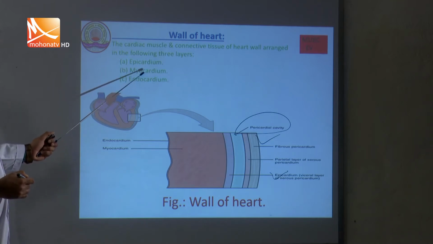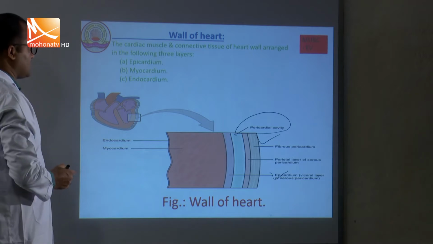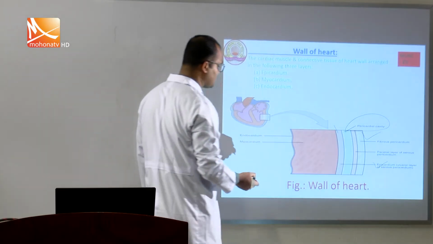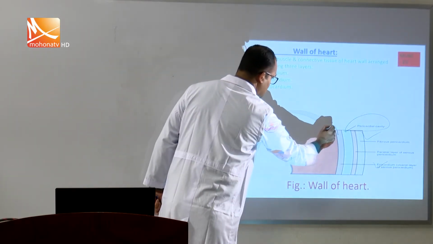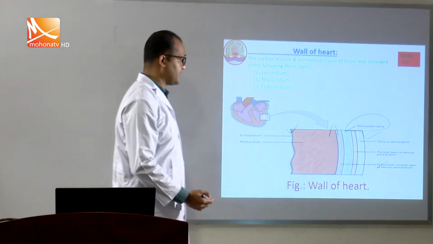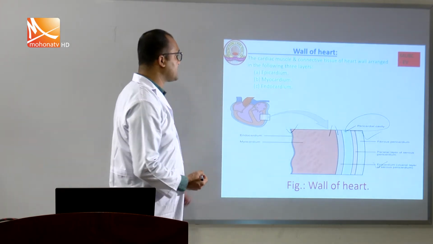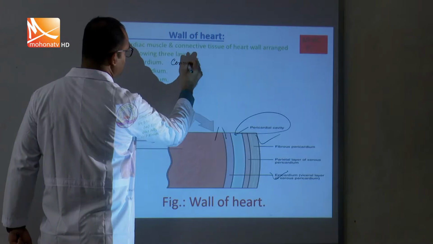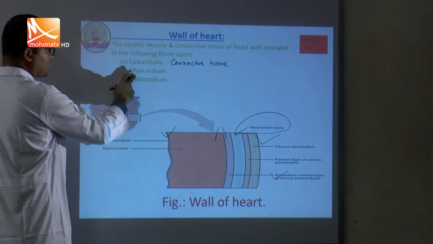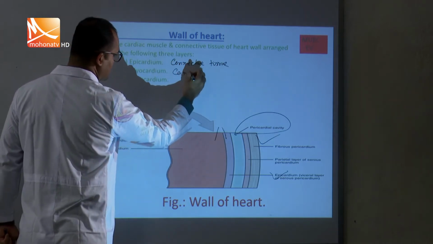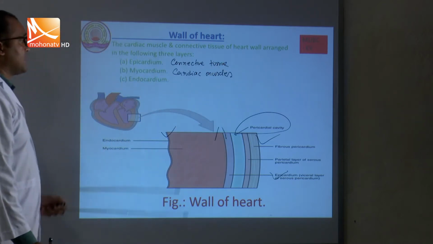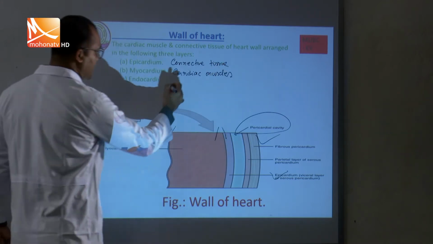The second layer of the human heart is called the myocardium. And the last one is the endocardium part of the human heart. The epicardium consists of connective tissue, and the myocardium consists of cardiac muscles, and the endocardium consists of connective tissue.